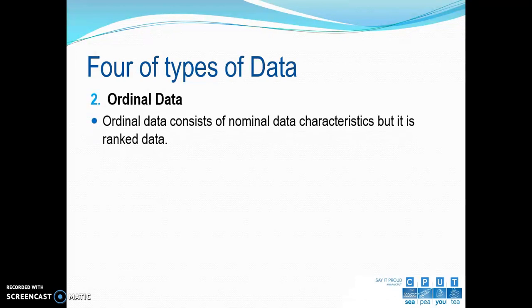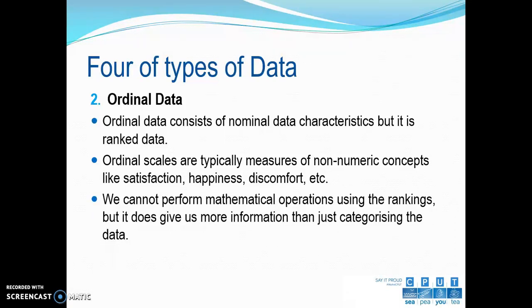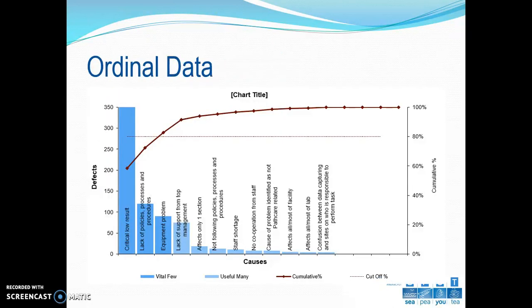Secondly, we have ordinal data. Ordinal data consists of nominal data characteristics, but it is ranked data. Ordinal scales are typically measures of non-numerical concepts like satisfaction, happiness, and discomfort. We cannot perform mathematical operations using rankings, but it does give us more information than just categorizing the data. The following is a Pareto chart, which is an example of ordinal data. It ranks the types of problems a company is facing and in what order they need to address them.